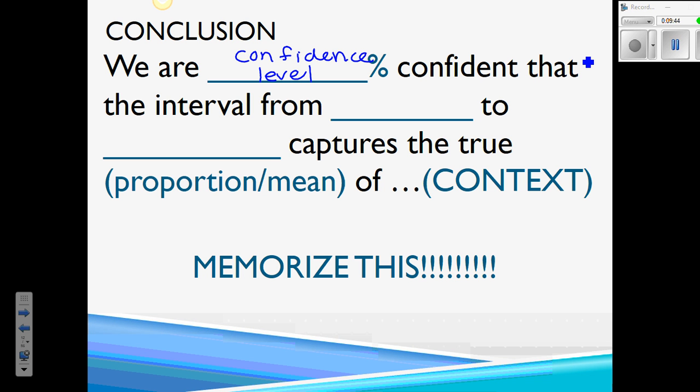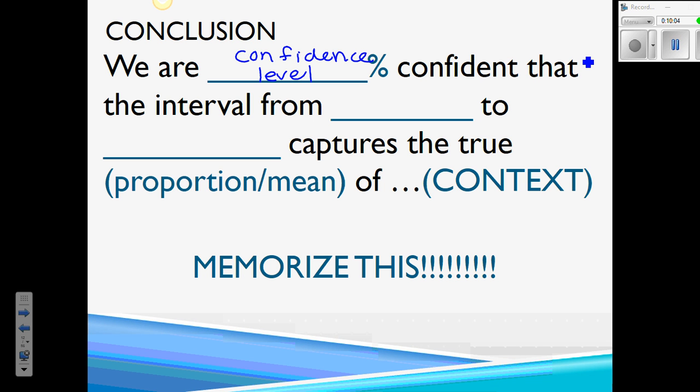We are confidence level confident. So if it's 90%, you put 90%. If it's 95, you put 95. Yes, we were kind of informally doing this, but this is the exact way that it needs to be done. Because this is what it truly means to have a confidence interval.